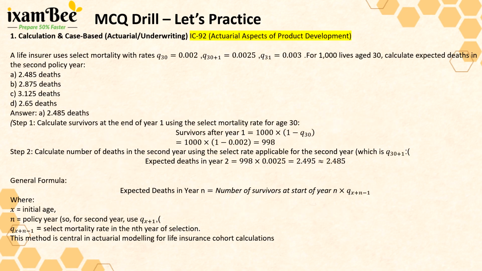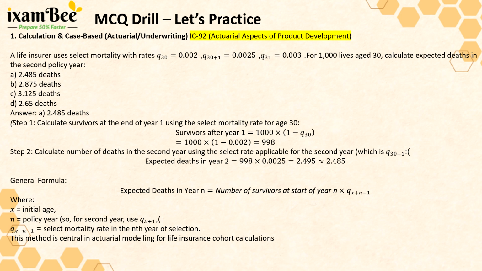Let's start with the first question, which is a calculation and case based actuarial question, and it is based upon IC 92. So a life insurer uses select mortality rates with Q30 at 0.002, Q30 plus 1 at 0.0025 and Q31 at 0.003. For 1000 lives aged 30, calculate the expected deaths in the second policy year.